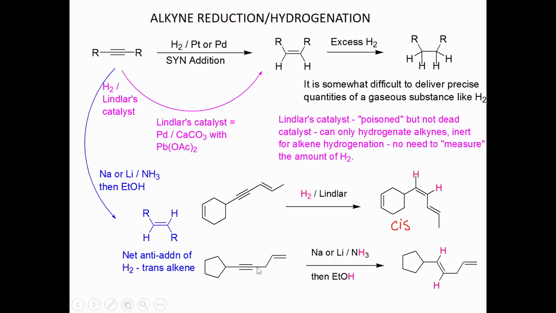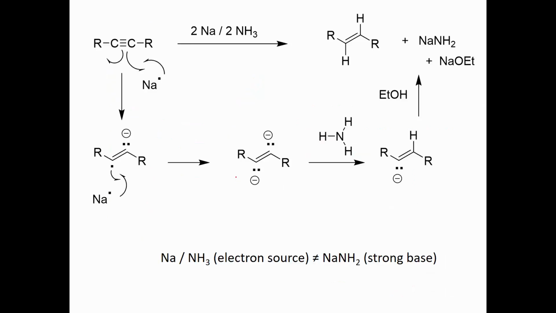So when we hydrogenate this one, we have an alkene that's not going to be touched by the reaction. We're going to treat this with sodium or lithium and ammonia, then ethanol, and this is going to produce the product here. Since the hydrogen is added from the opposite side, we get the trans alkene. An important other thing to note concerning this reagent: it's not equal to NaNH2. These are different reagents.